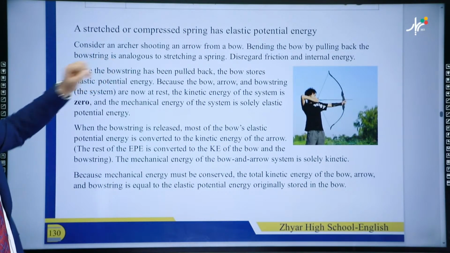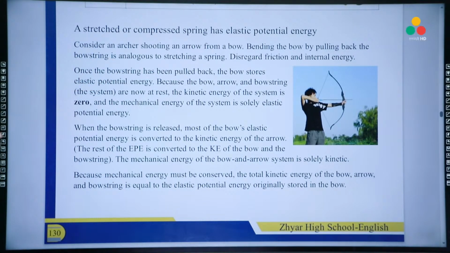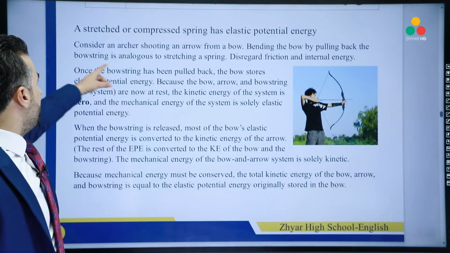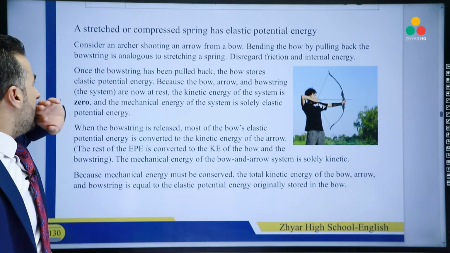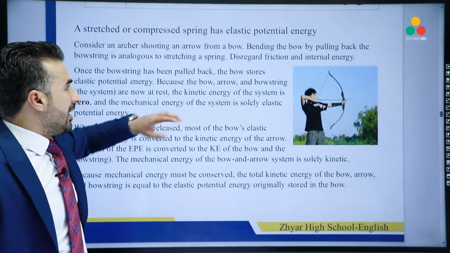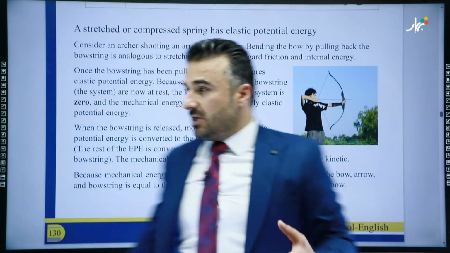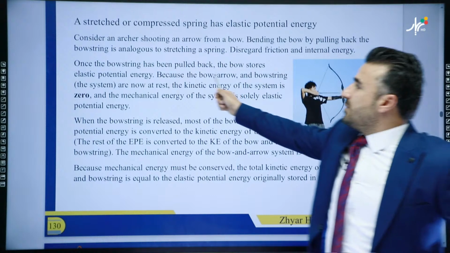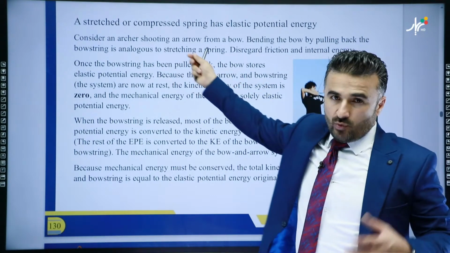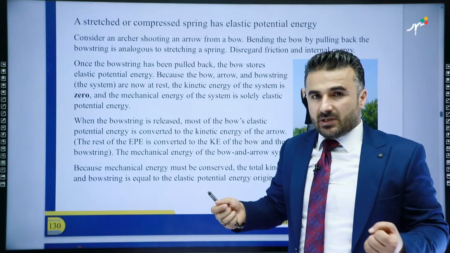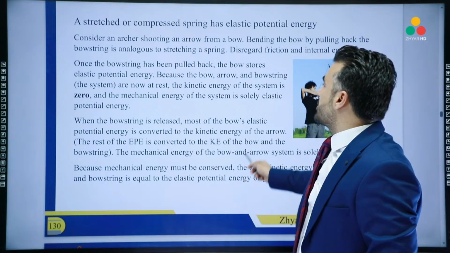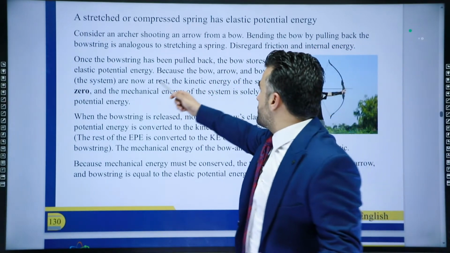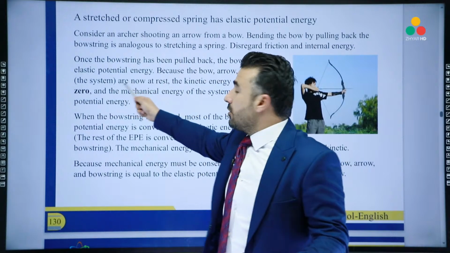Okay, so remember this. It says, consider an archer shooting an arrow from a bow, bending the bow by pulling back the bowstring, which is analogous to stretching a spring. If we disregard friction and air resistance, or internal energy, once the bowstring has been pulled back, the bow stores what type of energy? Elastic potential energy. Why? Because it is being stretched, of course. And then after that, the bow and the string are now at rest.